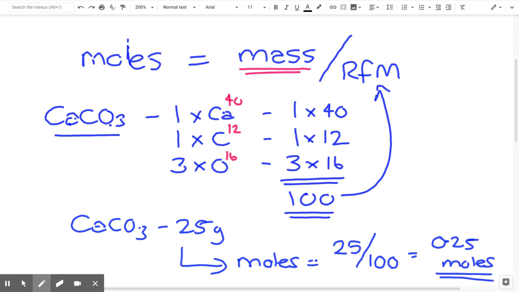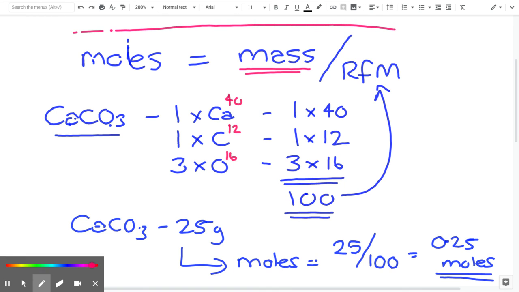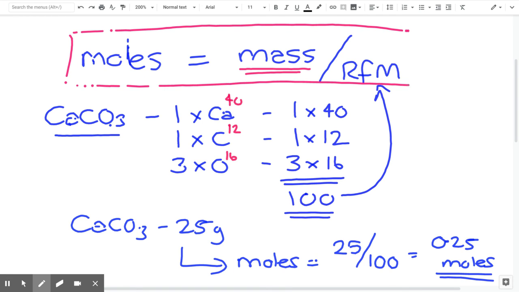Okay, and as you can see, once you've got the RFM there would need to be potentially at some stages a manipulation and rearrangement of that equation, but ultimately the equation that we do need to be aware of at this stage is moles equals mass divided by RFM.